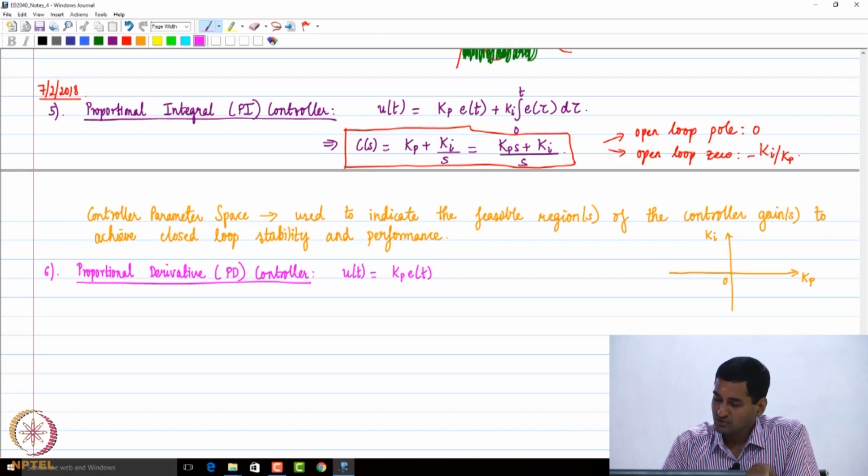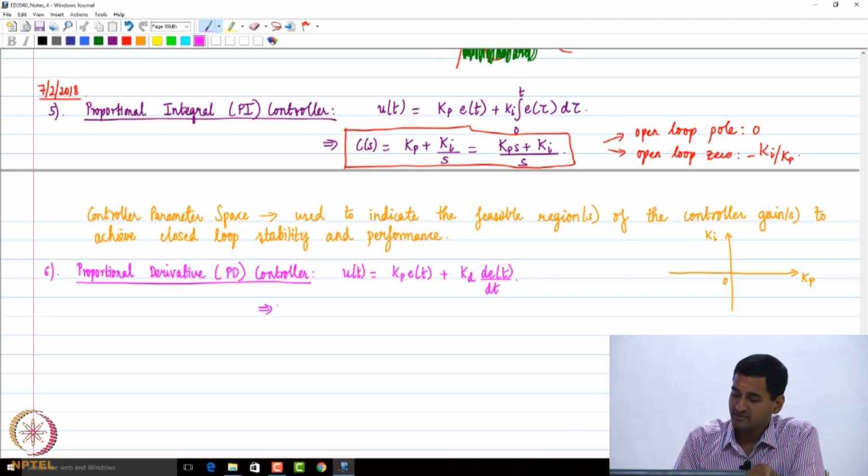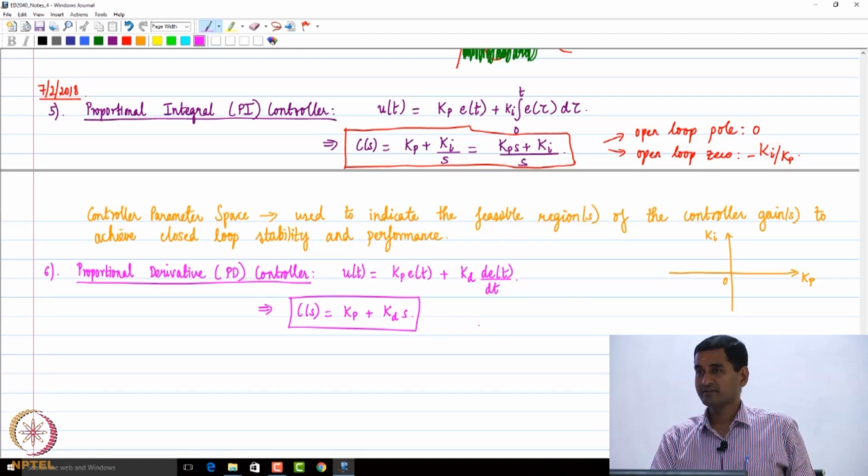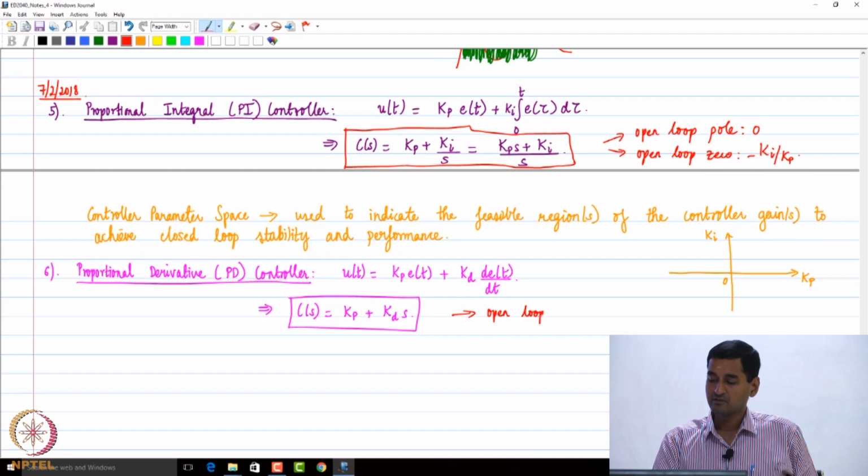Okay, so a PD controller, as the name suggests, has these two blocks, proportional plus derivative. Consequently, the controller transfer function is just the sum of the two individual controller transfer functions of proportional and derivative control. We can immediately see that this introduces an open loop 0 at minus Kp by Kd.